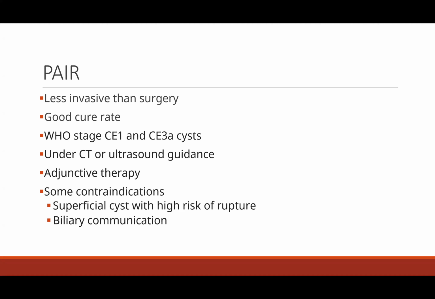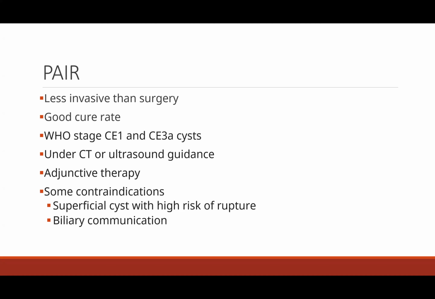And this could be things like absolute alcohol. In some instances, hypertonic saline is recommended. Formalin can be used. Chlorhexidine can be used. But you inject the scolocidal agent and then you re-aspirate after about 10 to 15 minutes. And the presence of protoscolices in the re-aspirated fluid means that you need to repeat the injection again.